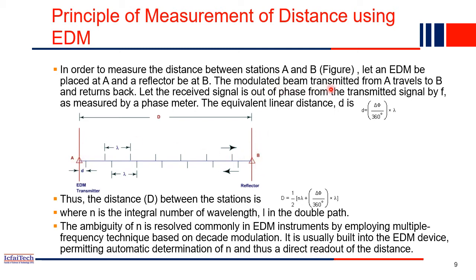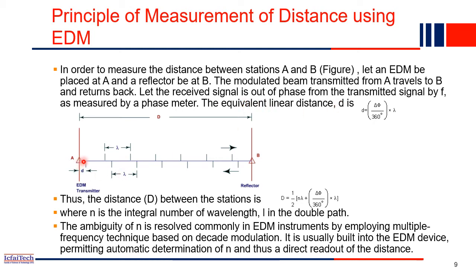Now the modulated beam transmitted from A travels to B and returns back. From the EDM you are sending a light, or an optical wave, or maybe a microwave, and it gets reflected here and comes back here. So you have the receiver also in the EDM. As I mentioned, the EDM has different components: one is the transmitter, another is the receiver. The receiver receives the signal, and let the received signal be out of phase. Out of phase means what?